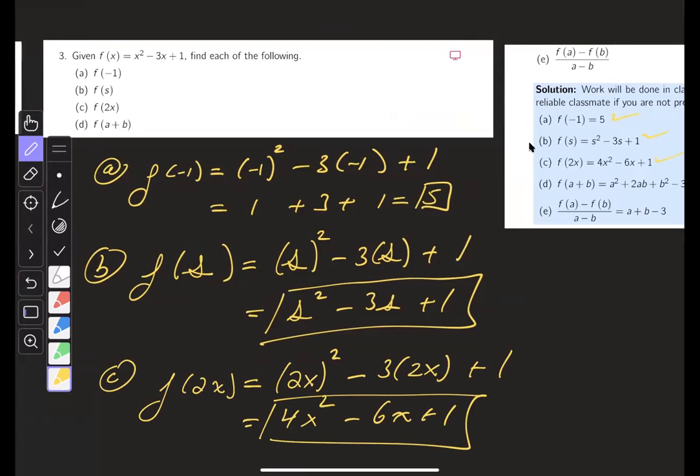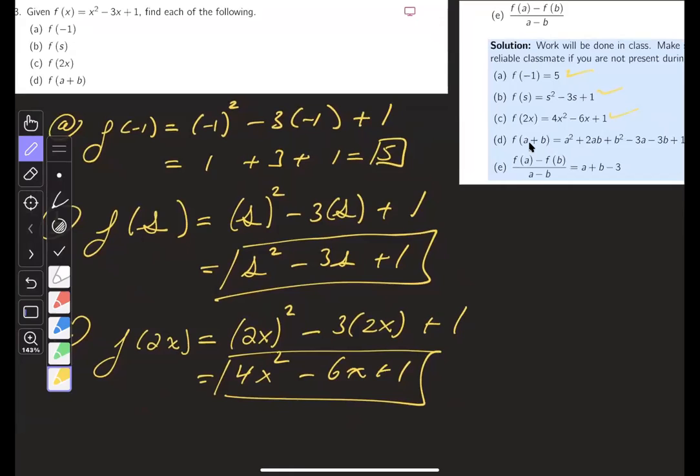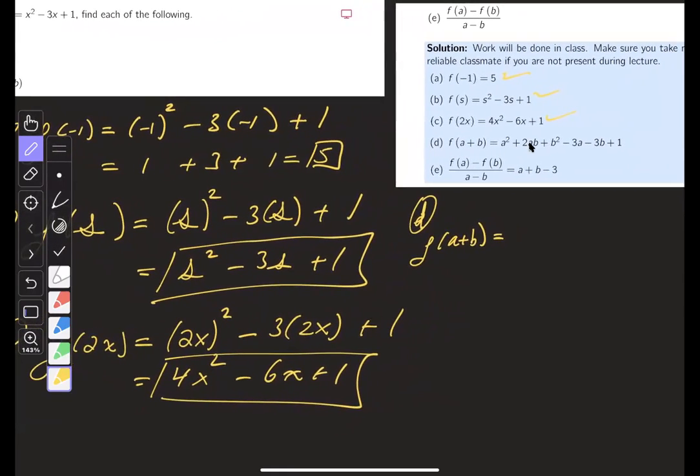The next one's going to be f of a plus b. All right, so I'm going to write that down for you. Push this over. We're on D now, right? So f of a plus b. Well, what am I going to do? Parenthesize the variable and then plug it in.